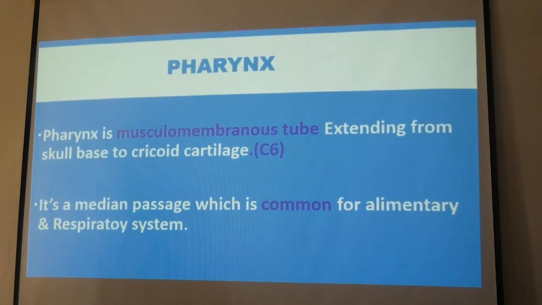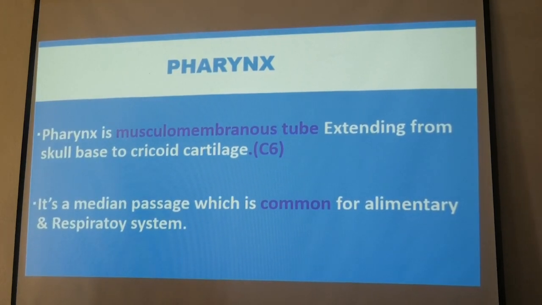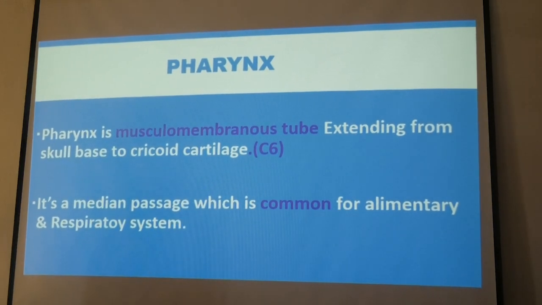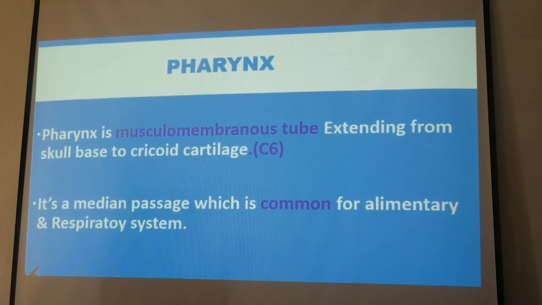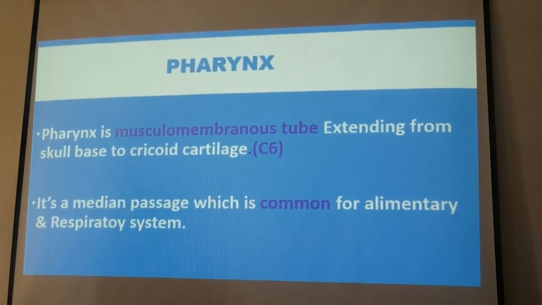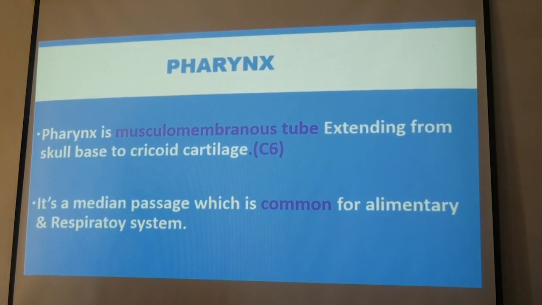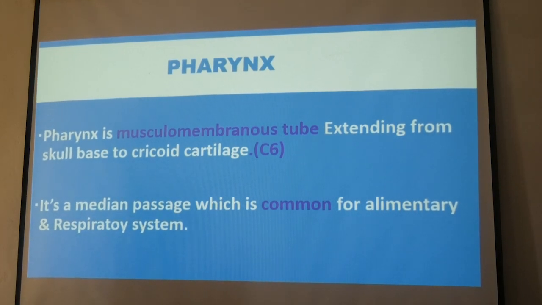Between C3 to C6. Okay, so the pharynx extends from the base of the skull up to C6, same level. But the larynx is C3 to C6. So should the larynx be situated anteriorly or posteriorly?